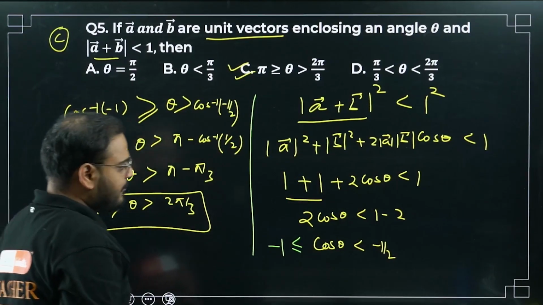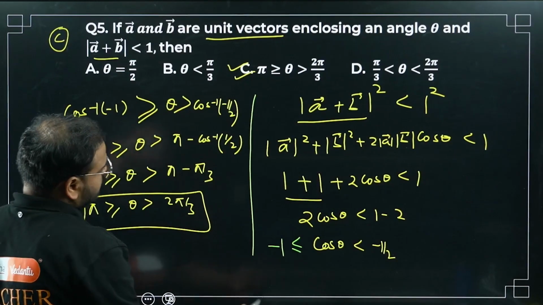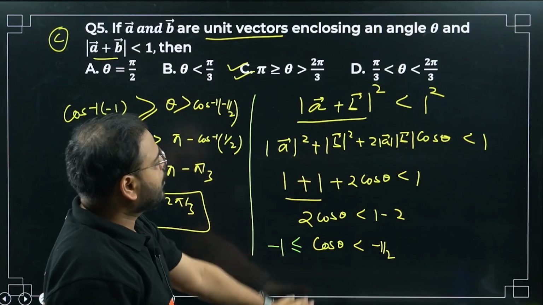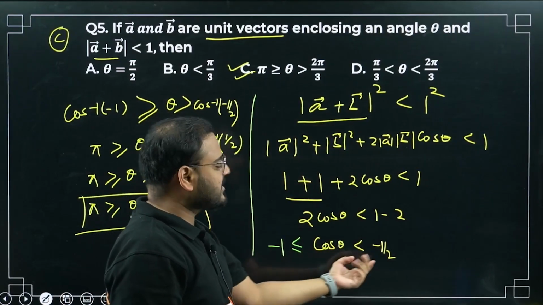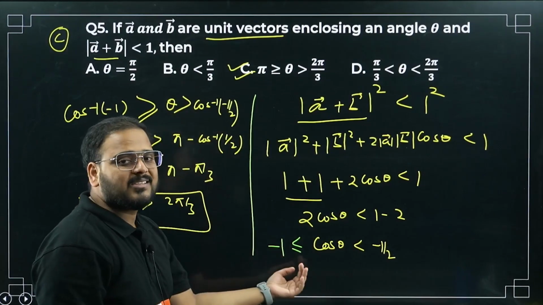A very good question. Okay, moving on. So I hope you got this. From the given statement, we use squaring on both sides to get the relation for cos theta. It came as less than minus 1 by 2, but we know the range of the cos, right? It cannot be lesser than minus 1.